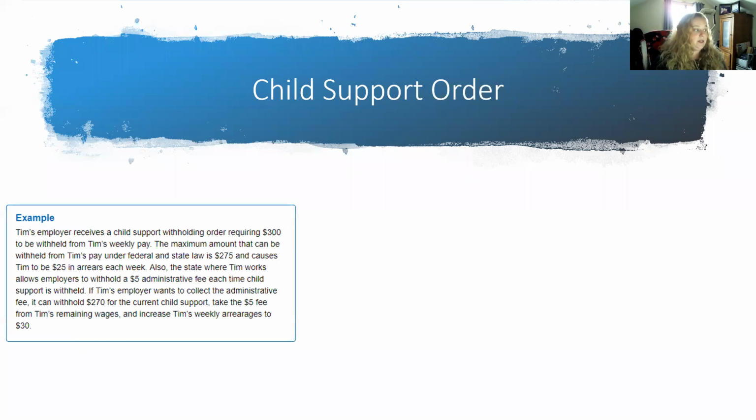So here's an example. Tim's employer receives a child support withholding order requiring $300 to be withheld from Tim's weekly pay. The maximum amount that can be withheld from Tim's pay under federal and state law is $275, which causes Tim to be $25 in arrears each week. Also, the state where Tim works allows employers to withhold a $5 administrative fee each time child support is withheld. Angela, that goes into your question. If Tim's employer wants to collect the administrative fee, it can withhold $270 for the current child support, take the $5 fee from Tim's remaining wages, and increase Tim's weekly arrearages to $30. So that goes into your question about the administrative fee.